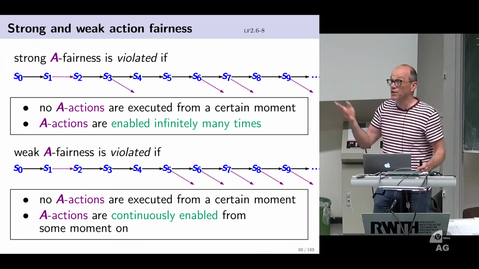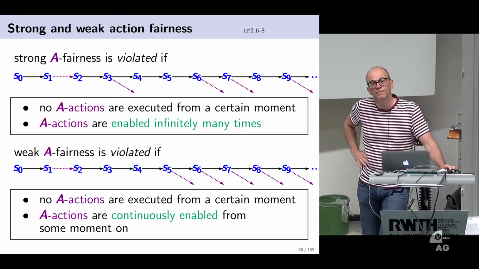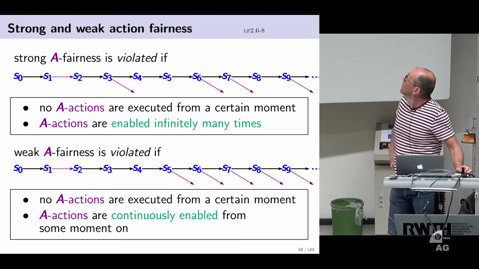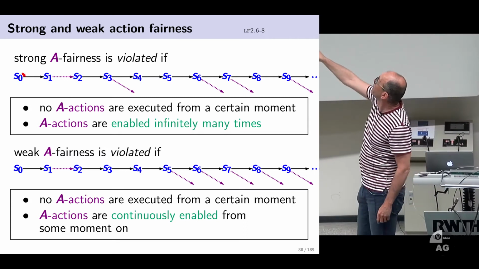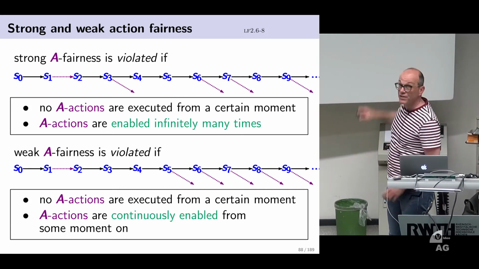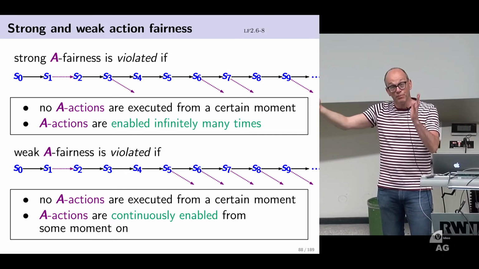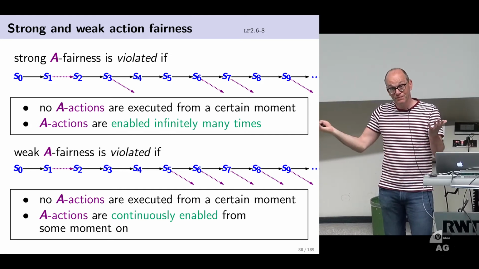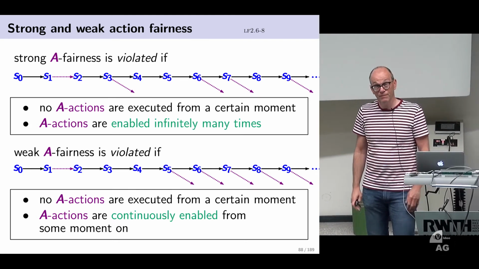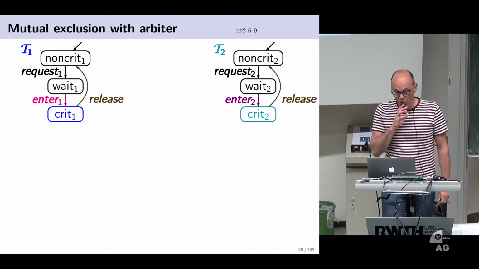Good. I hope these two examples clarified the difference between strong and weak. Question? So the first example would be weakly A fair? You mean this example over here? Yeah, this is weakly A fair because assuming that this pattern repeats, there is no period in which A is continuously enabled. That means the premise is violated, and there it's vacuously weak fair. Okay? Good. So let's look at an example to make this more concrete.